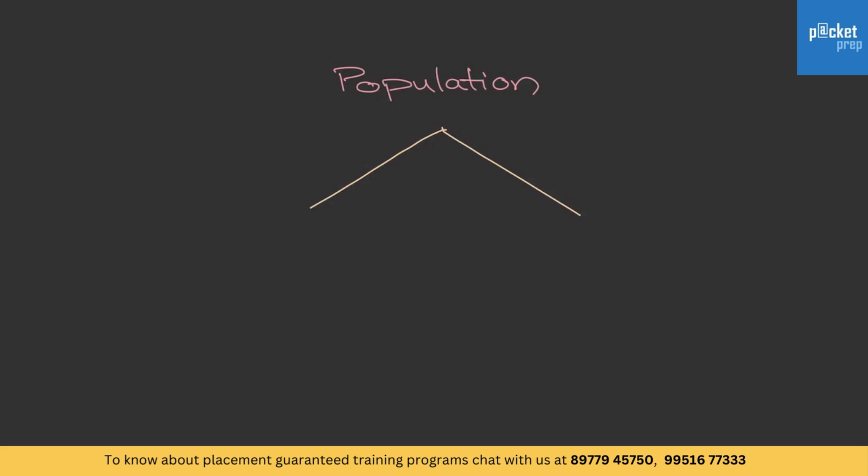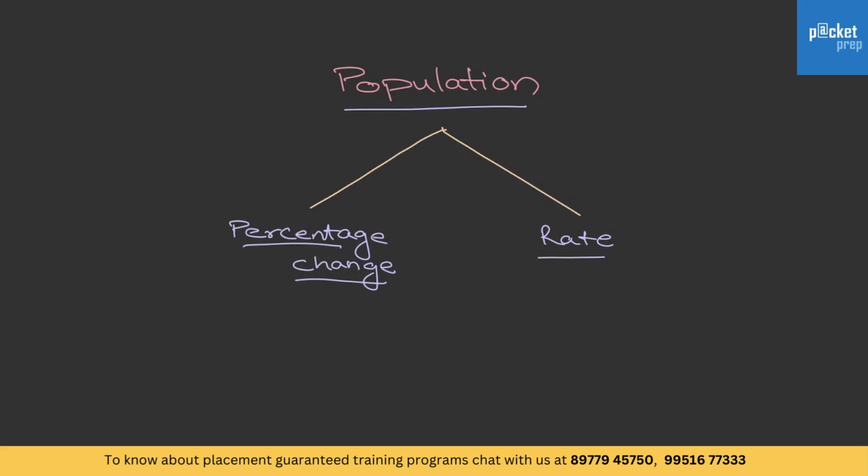The fifth type of problems related to percentage is population. In this, questions will be asked on percentage change and rate. Percentage change in population will happen mainly due to migration from one place to another. It might be from the present place to some other place, or from some other place to here. And rate deals with changes in population at a constant rate or a varying rate.